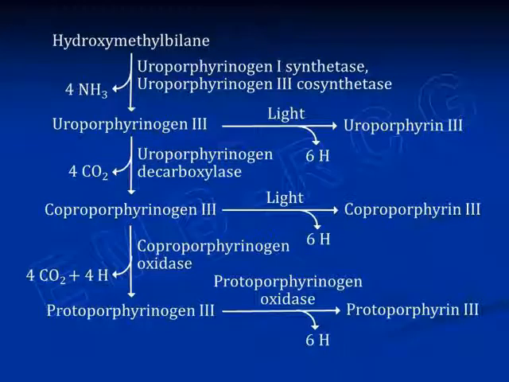So the whole reaction you can also see over here: hydroxymethylbilane, the enzymes uroporphyrinogen 1 synthetase and uroporphyrinogen 3 co-synthetase allow it to get converted into uroporphyrinogen 3, which later can become uroporphyrin. Then the uroporphyrinogen 3 can also become coproporphyrinogen 3 with the help of uroporphyrinogen decarboxylase. The coproporphyrinogen 3 can also convert into protoporphyrinogen 3 with the help of the enzyme called coproporphyrinogen oxidase. The protoporphyrinogen 3 can then convert into protoporphyrin 3.